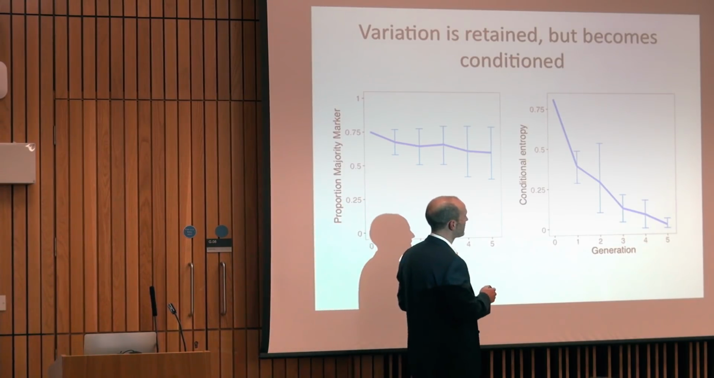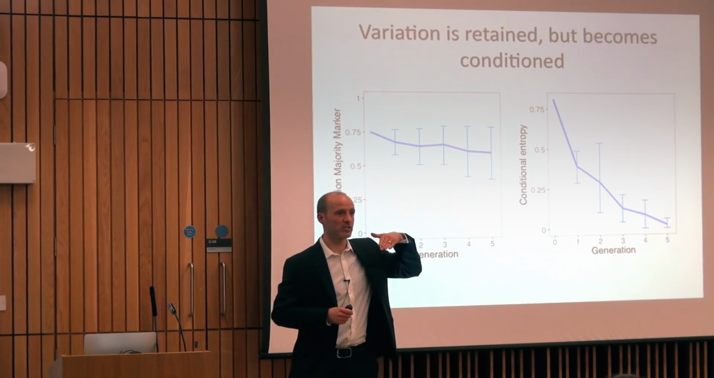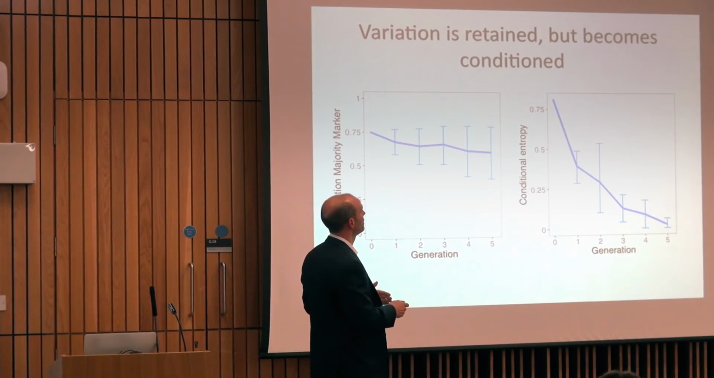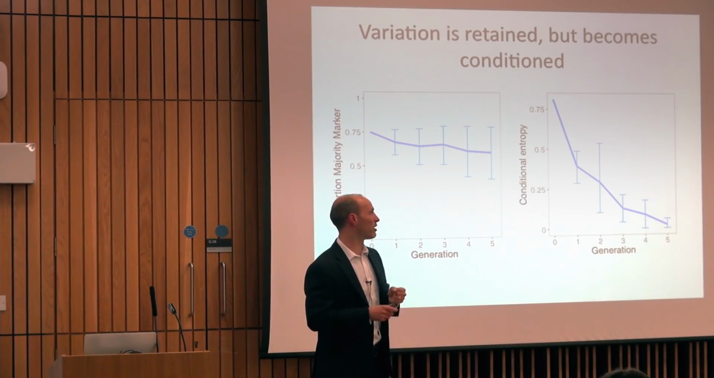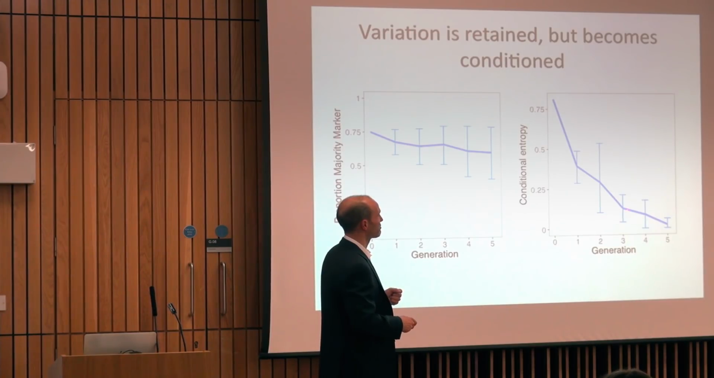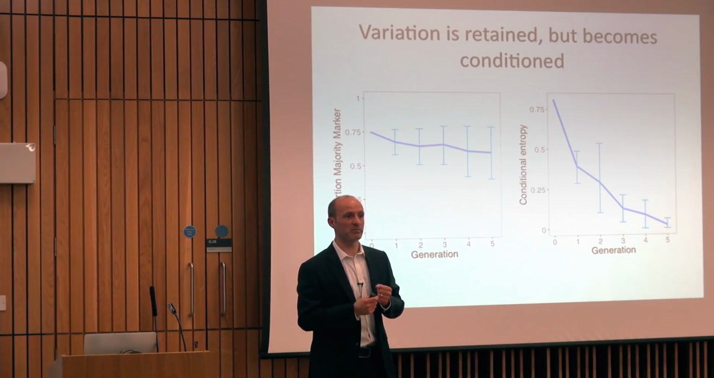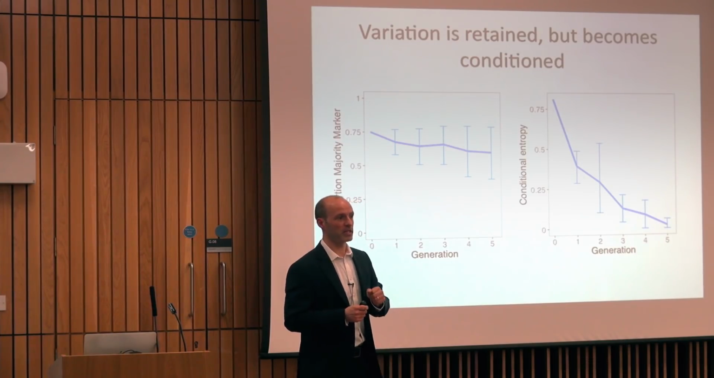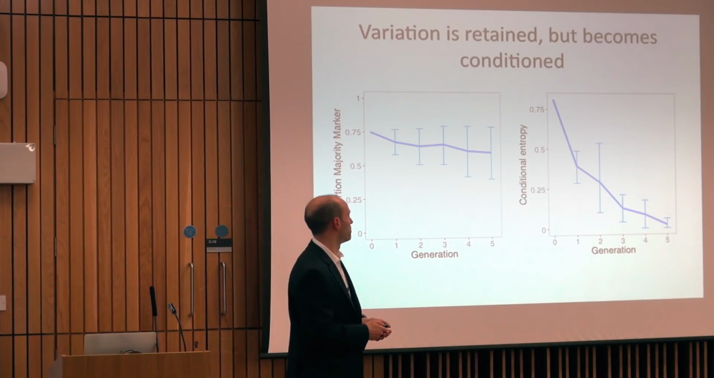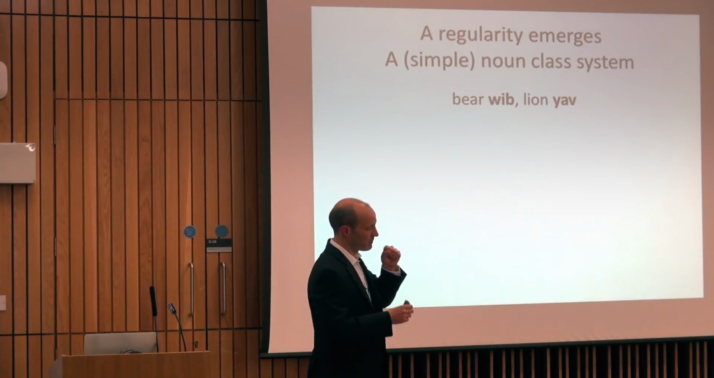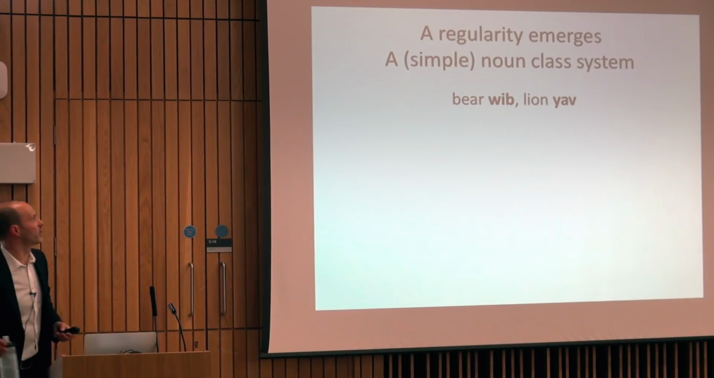But if you look at how unpredictable your choice of marker is, given the noun you're marking, you see a steep drop-off in unpredictability. Okay, so our initial language is highly unpredictable. Every noun uses both plural markers, but rapidly as the language is passed from person to person, that unpredictable element is eliminated, and the marker choice becomes conditioned on which noun you're marking for number. Okay, so just from passing a language from person to person, a simple regularity emerges.